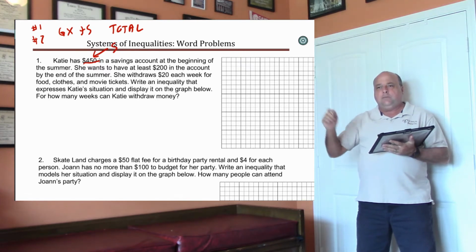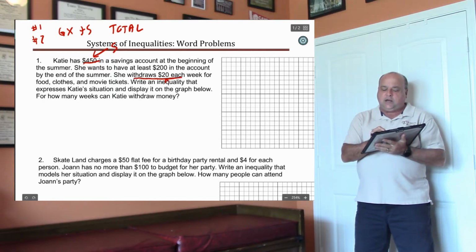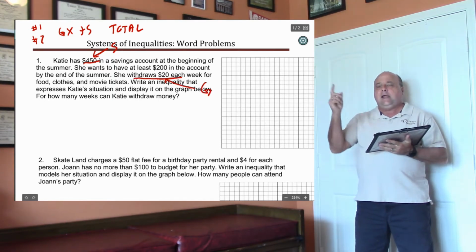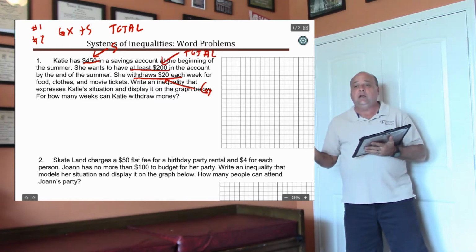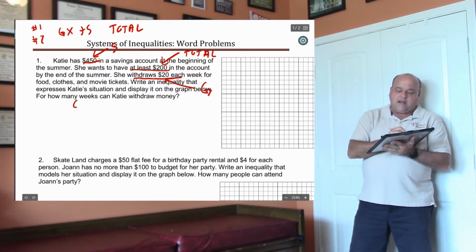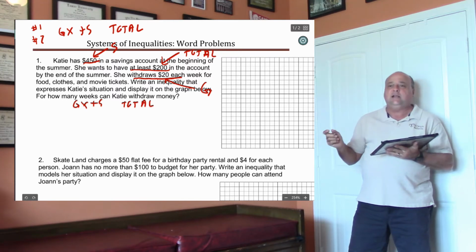Now the growing number is kind of easier to find. That's your rate. She withdraws $20. That's going to be our growing number. And she wants to end up with at least 200. That's going to be our total. And that "at least" is going to turn into an inequality. So we're going to write down gx plus s and then the total. It's either going to be a greater than or less than.